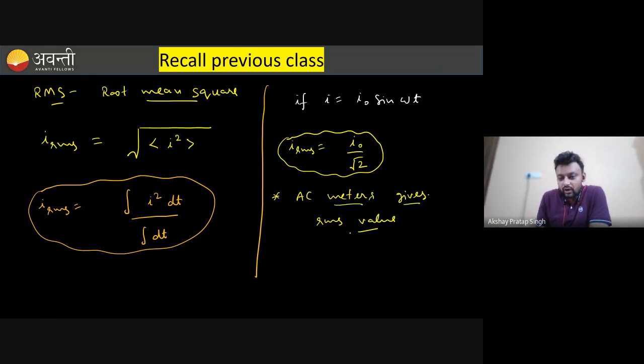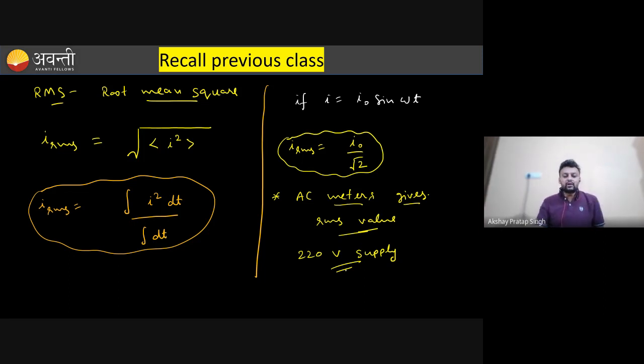AC meters give what? RMS value. So if somewhere it is given as 220 volt supply, that means they are telling you the 220 volt is the RMS value. It is not the maximum value. I hope it is clear.